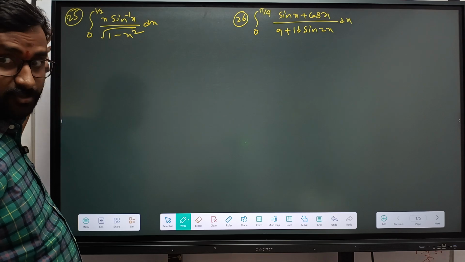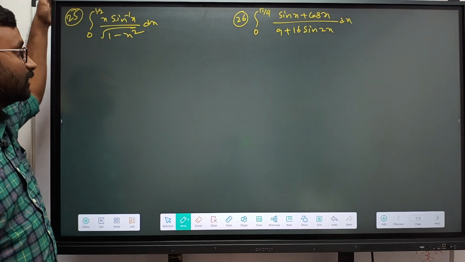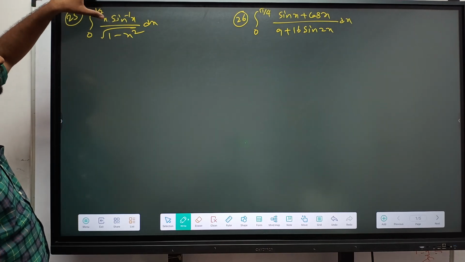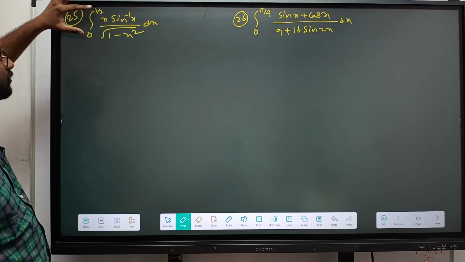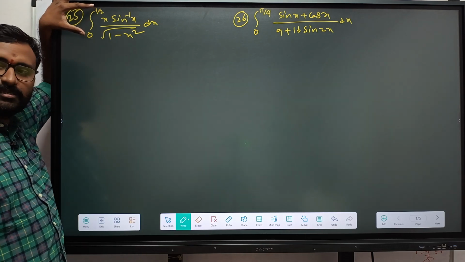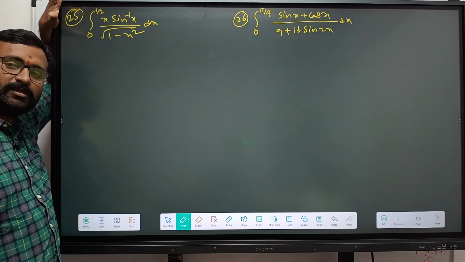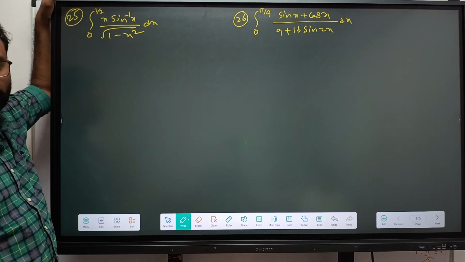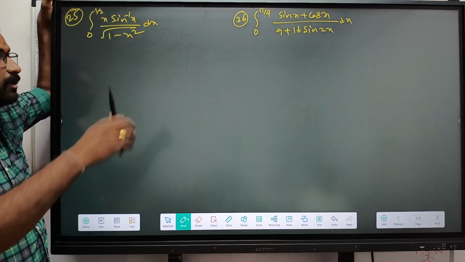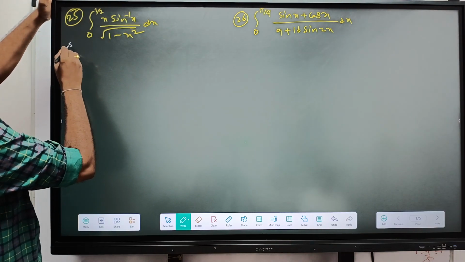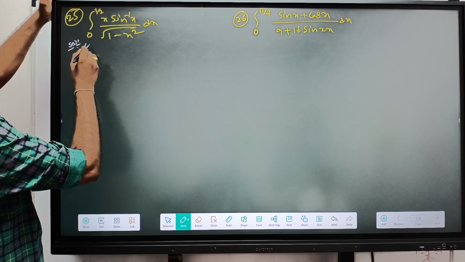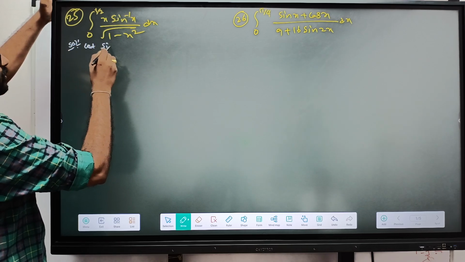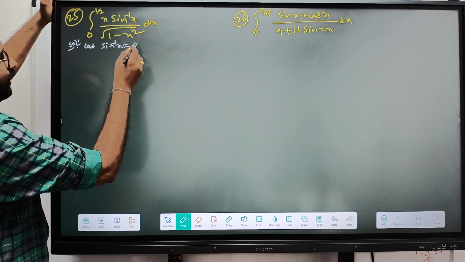Limits are there, no? We have to substitute the limits finally. See, integral from 0 to 1 by 2 of x sine inverse x by root over 1 minus x square. If there were no limits, the same process is what you would do here: the substitution method. Sine inverse x has derivative 1 by root over 1 minus x square, clear? So, solution: let sine inverse x be equal to t.